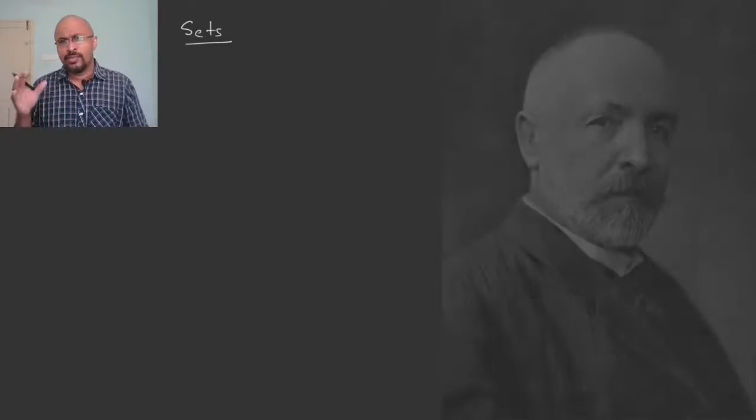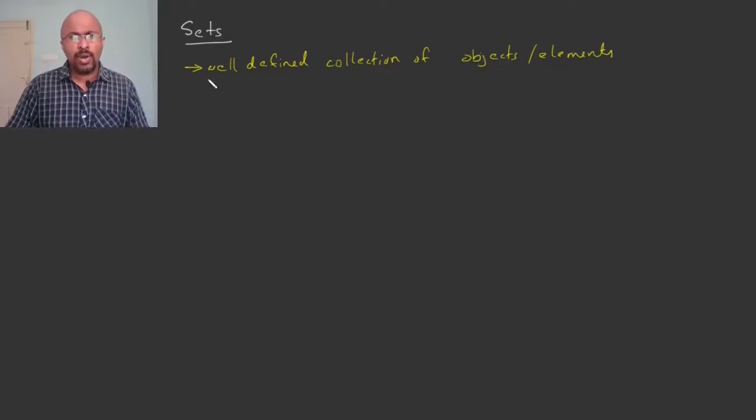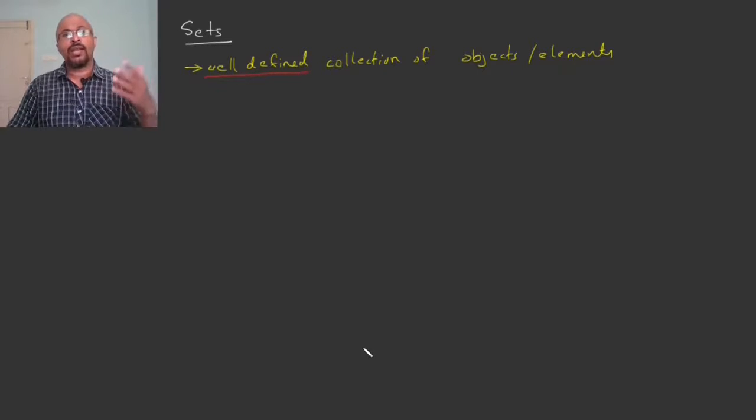The theory of sets was developed by German mathematician named Georg Cantor. And now, what is a set? A set is defined as a collection of well-defined objects or elements. So, a set is a well-defined collection of objects or elements. Here, it is important to note down the term well-defined.